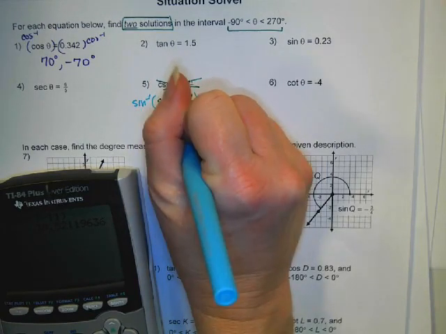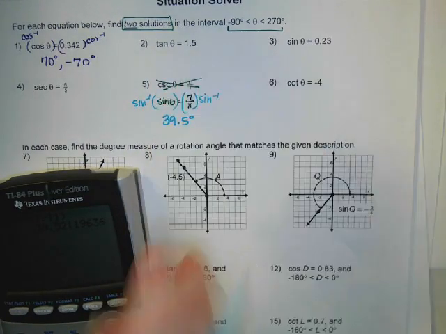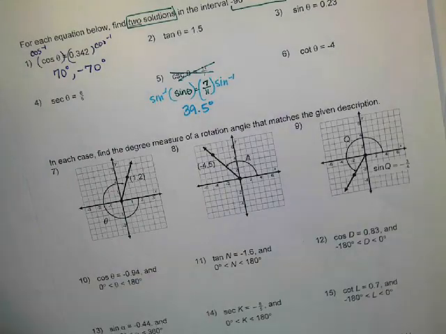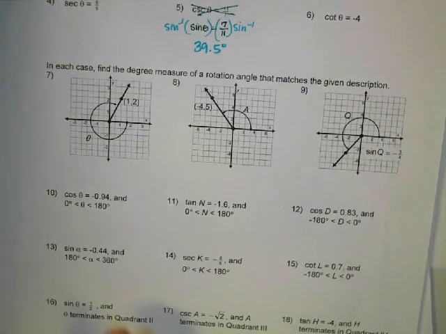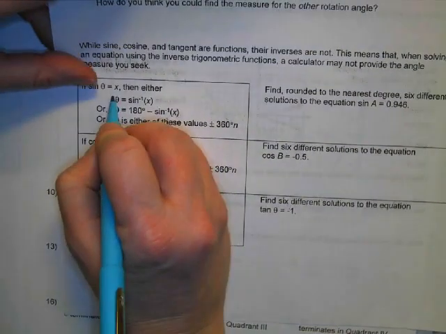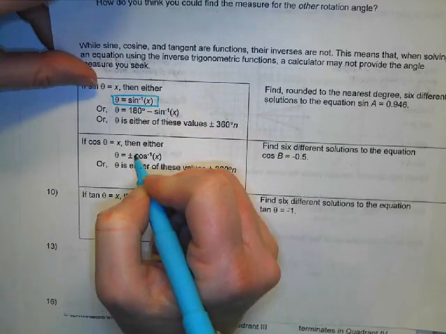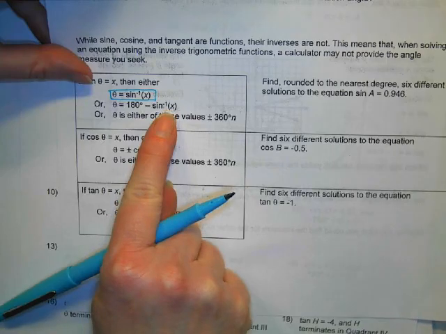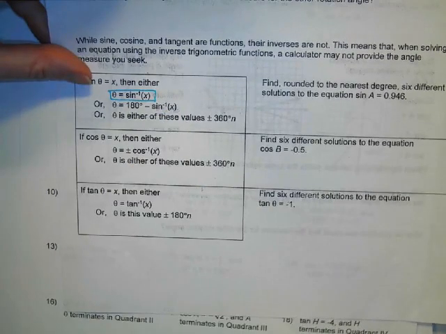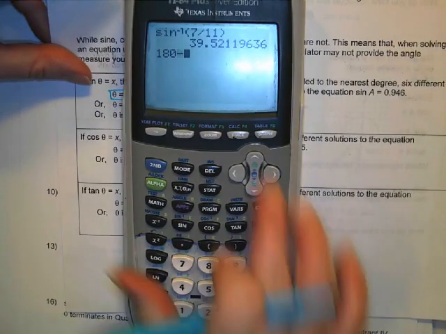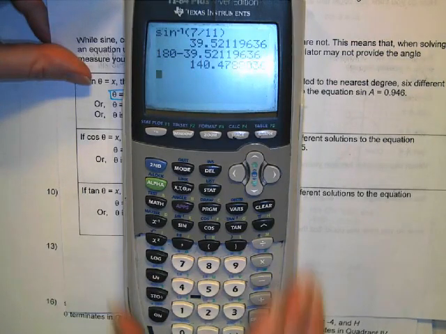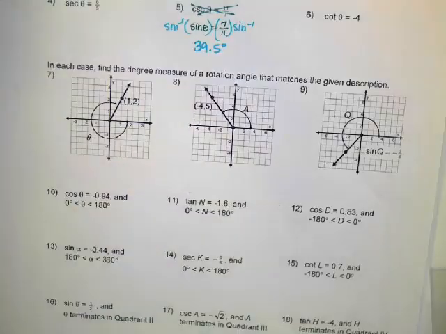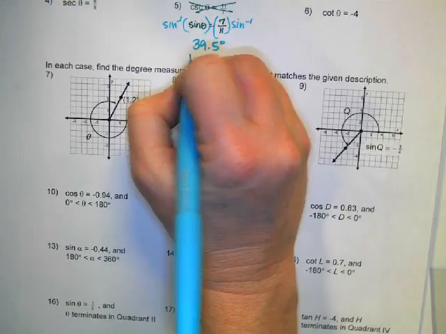Now I need another one. And so I can't just make sine negative. That doesn't work. But if I look at my little rules for what I can do with sine, the first thing is that's what the calculator gives you. Or I can do 180 minus what the calculator gives you. So if I do that, 180 minus this, I get 140.5, and that's in my interval.